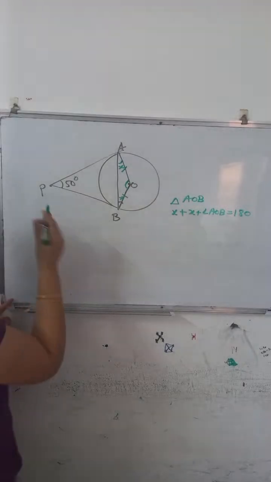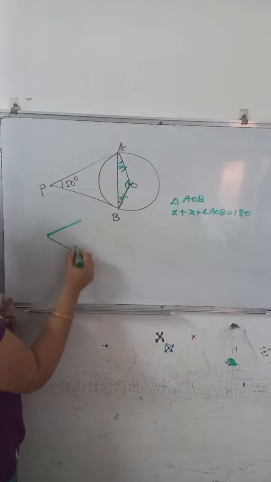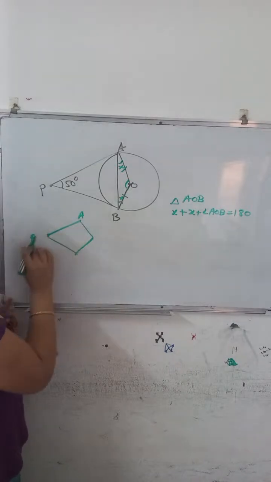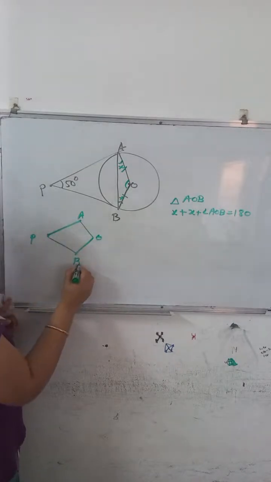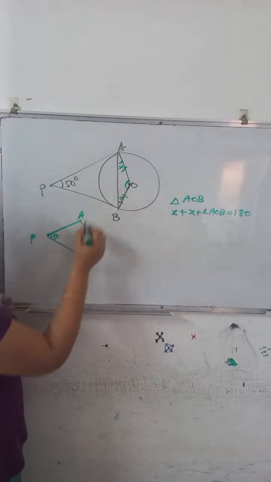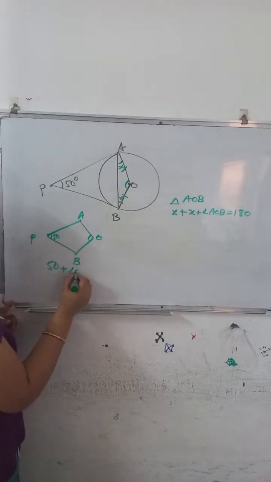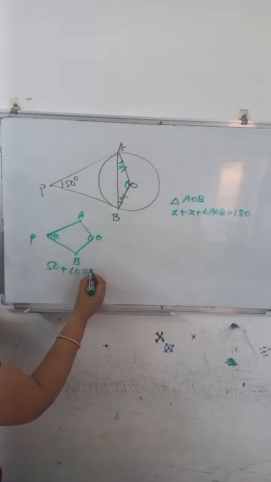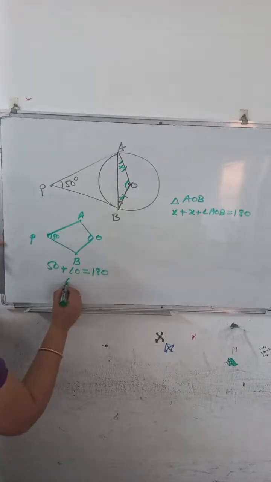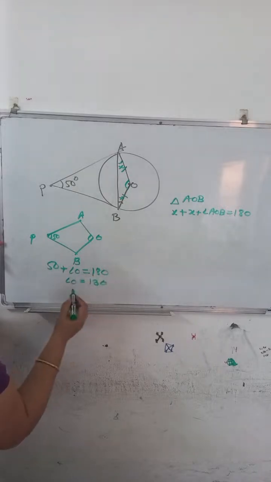So here, can you see, this is nothing but a quadrilateral formed, OPAOB. So this is 50 and this is angle O. So the sum is 50 plus angle O is 180, correct? Angle O is nothing but how much here? 180 minus 50 is 130.